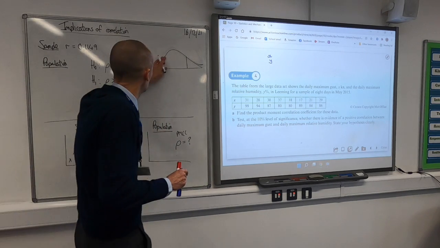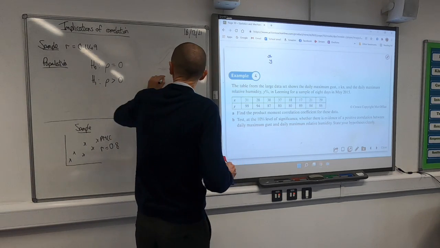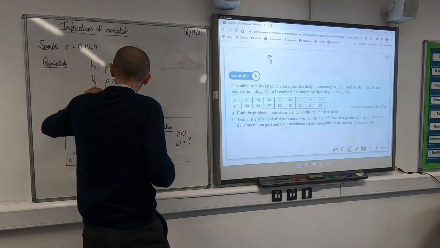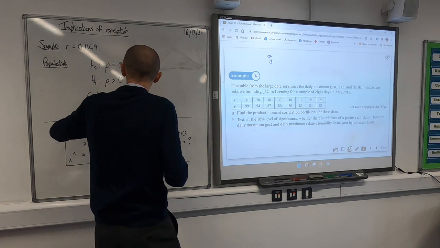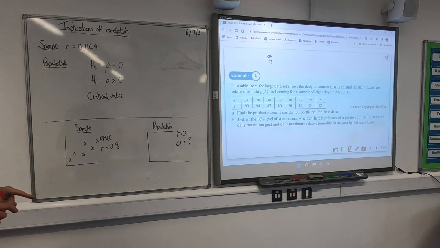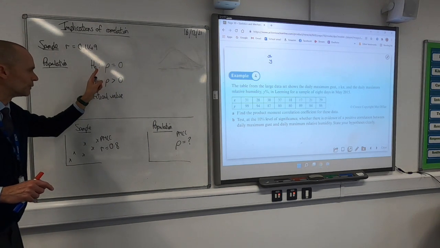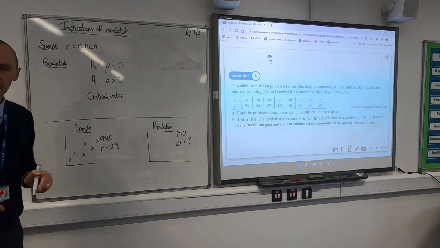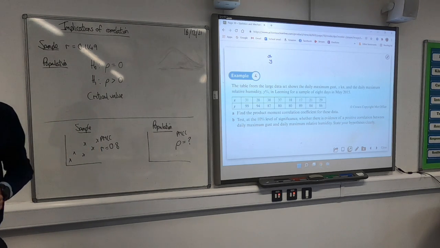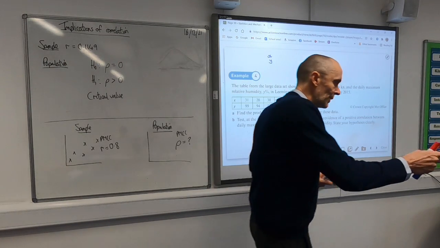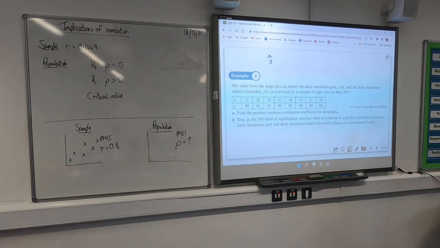Rather than talking about a graph, we say, what's the critical value? What's the value of R which would say, okay, this isn't true anymore, we've got some evidence of a positive correlation. And that's what page 37 in the formula book gives us. So can I invite you to turn to page 37 in the formula book?